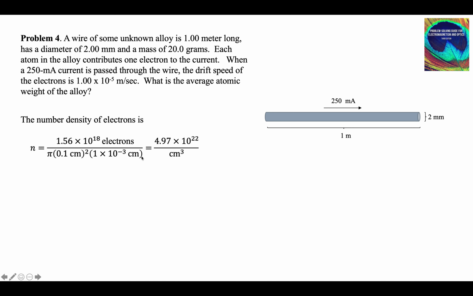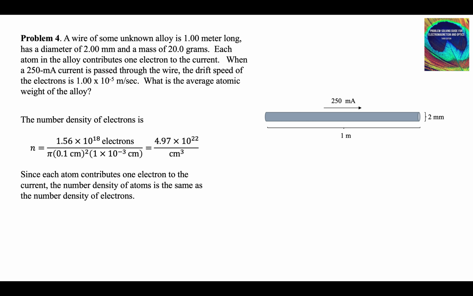Here is the length of the wire. I converted it to centimeters. So instead of 1 times 10 to the minus 5th meters, I have 1 times 10 to the minus 3rd centimeters. The diameter is 2 millimeters, so the radius is 1 millimeter, and 1 millimeter is 0.1 centimeters. So I have the number divided by the volume: 4.97 times 10 to the 22nd free electrons every cubic centimeter. And this is the number density of the atoms, 4.97 times 10 to the 22nd atoms per cubic centimeter.